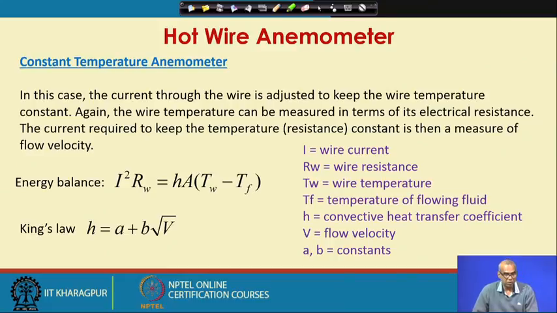Constant temperature anemometer. In this case, the current through the wire is adjusted to keep the wire temperature constant. Again, the wire temperature can be measured in terms of its electrical resistance. The current required to keep the temperature or the resistance of the wire constant is then a measure of flow velocity. So, you can see that both the constant current type anemometer and the constant temperature type anemometer basically use the same principle, but in a different way.